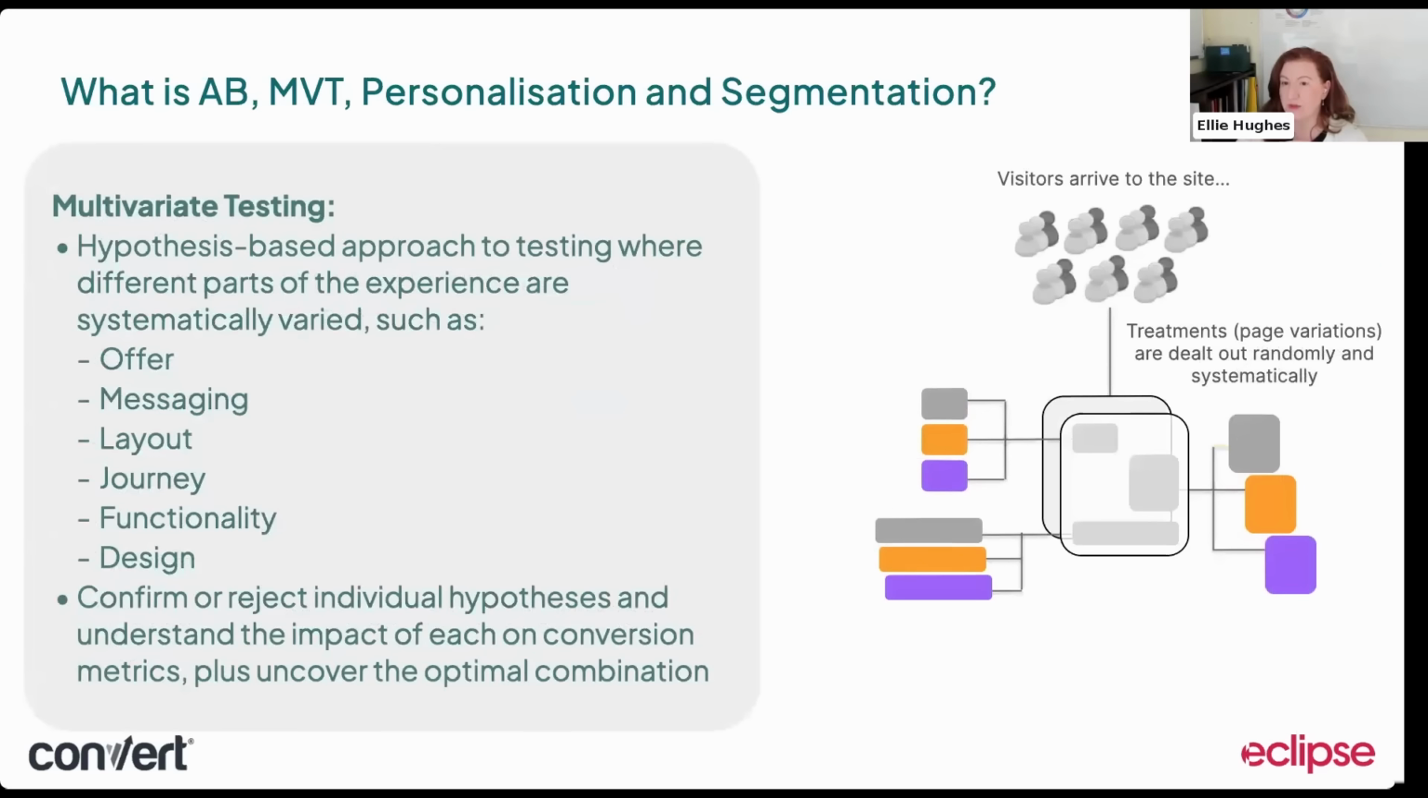Multivariate testing is when you change multiple things at the same time. So you have more than one hypothesis happening at the same time. Is it the banner?